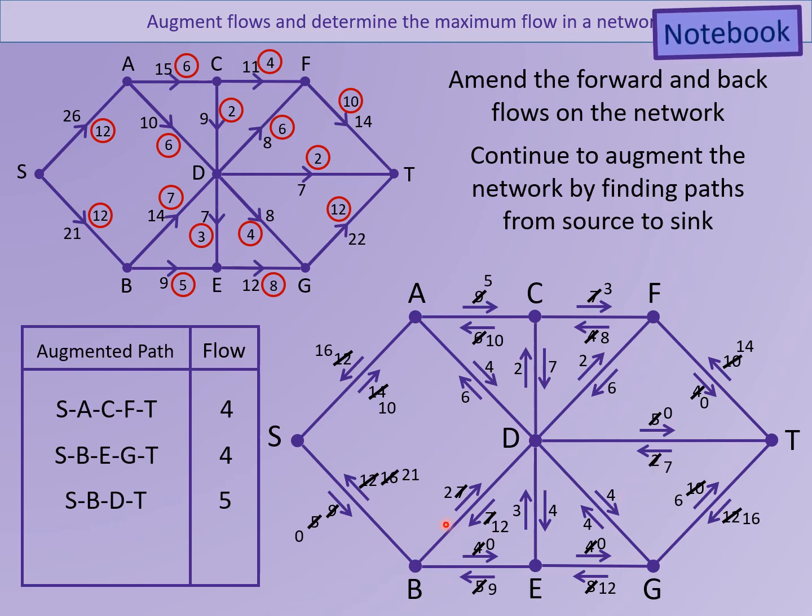So again, just take your time with it, make sure you're picking the correct arrows and always double checking that these 2 add up to the maximum flow. 2 and 12 make 14, 0 and 7 make 7. Right, can I flow anything else?